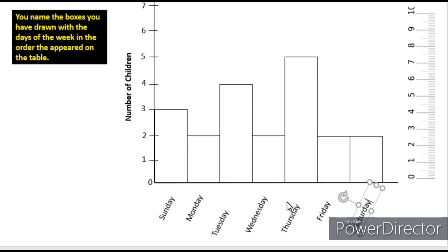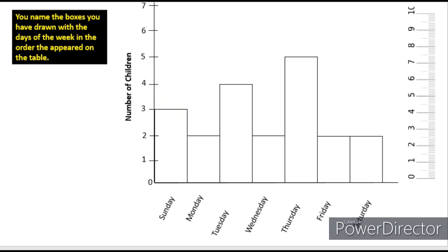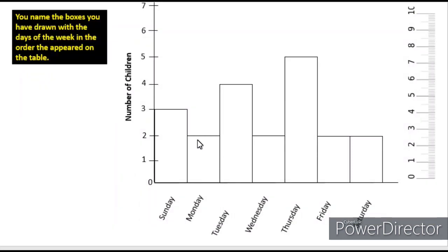Okay, so you can see that Sunday has 3, right? Let us go to the table and see if Sunday has 3. Oh, there you go, amazing. So you can see the 3 here. Monday 2. Let us visit our graph and see if Monday really has. So Monday 2 over here.